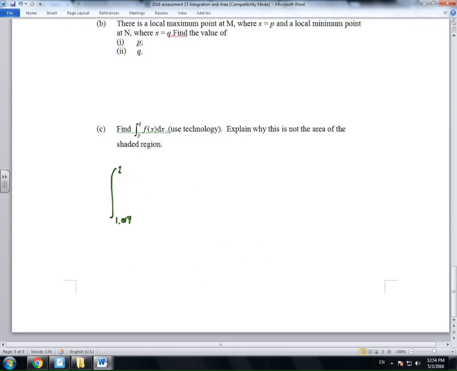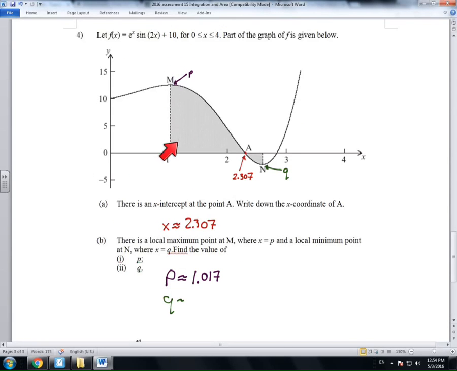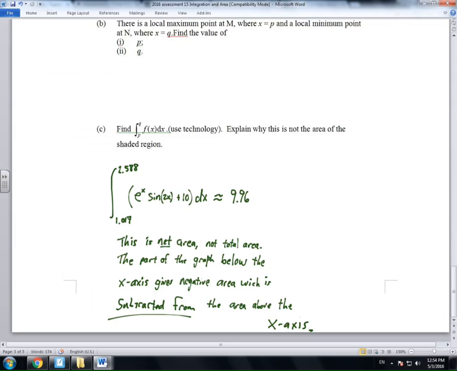Recall that the shaded region is from here all the way to here, from M to N, and there's a portion underneath and there's a portion above. This integral, the integral that we saw on the previous slide, is going to give me a negative number for this chunk and a positive number for that chunk. So it's not going to represent the total area, rather it's going to represent the net area. So my write-up said this is the net area, not the total area.